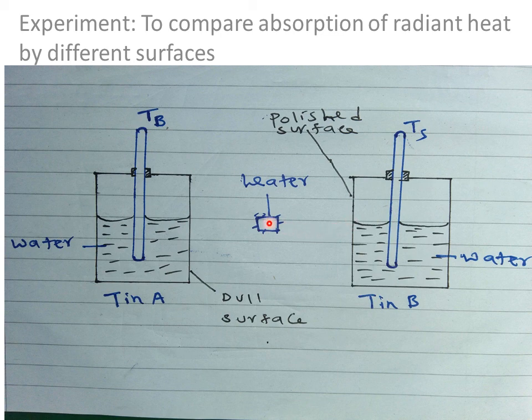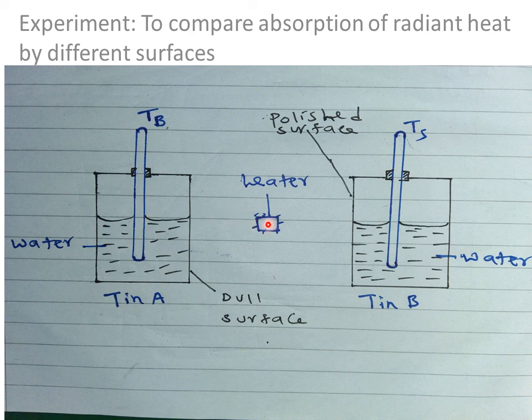We initially record the initial temperature of thermometer B, that is TB. We also record the initial temperature of thermometer S. So we expect the initial temperatures of thermometer B and thermometer TS to be the same. Why? Because we are taking similar water at similar initial temperatures, of similar quantity, and we are using similar tins. The only difference is their painting. One is painted silvery or shiny or polished, while the other one is painted what? Black. So the source of heat is switched on, and an observation is made about the rise in temperature.